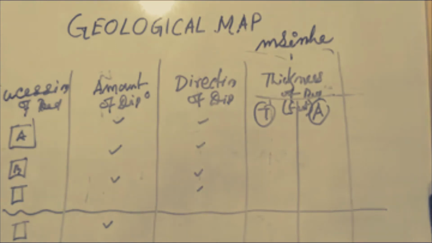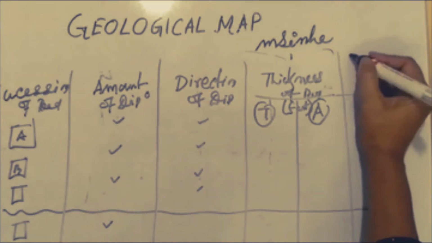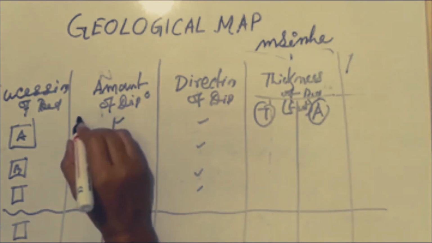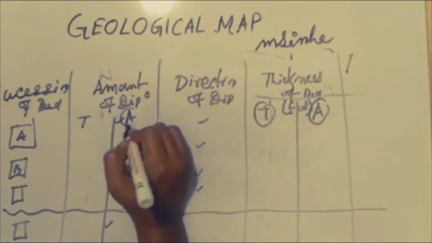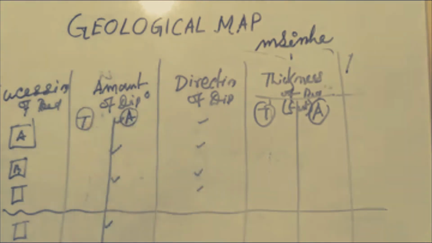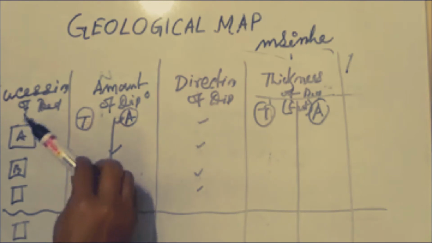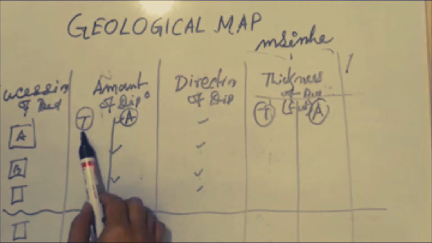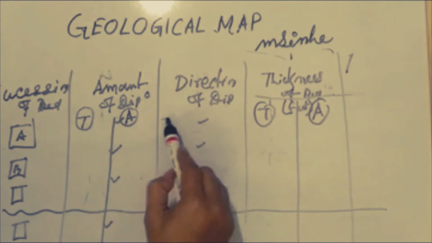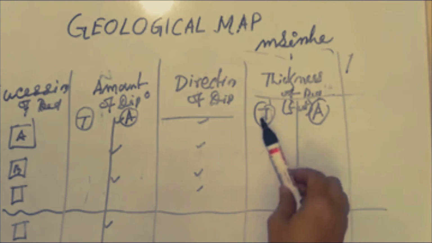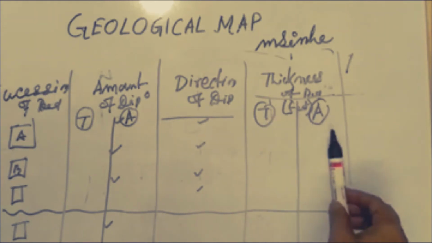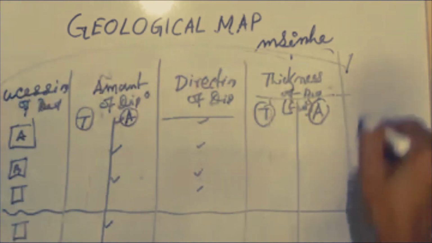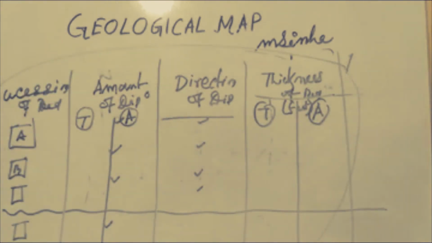Then apparent dip, amount of dip. Here we have two things, true dip and apparent dip. So for the geological map, the first column is the succession of rock beds, and then the amount of dip, that is true dip and apparent dip. Then the direction of the dip, then thickness of the bed, true thickness and apparent thickness. You have to prepare all these columns for the interpretation of the geological map.